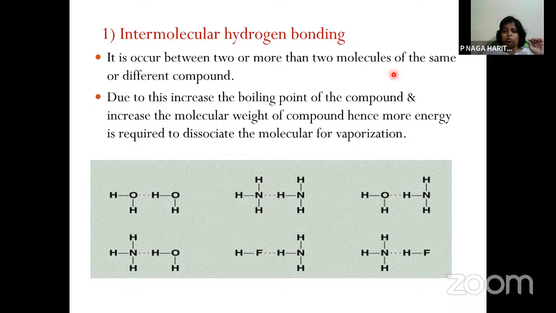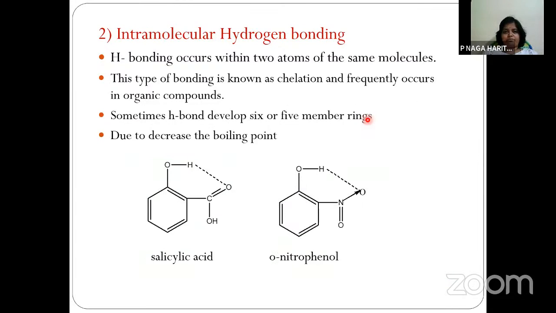So the intermolecular hydrogen bonding occurs between two or more molecules of the same or different compounds. Due to it, the boiling point and the molecular weight of the compound increase, so more energy is required to dissociate the molecules for vaporization. And then intramolecular hydrogen bonding occurs between two atoms of the same molecule. This type of bonding is also called chelation, and it frequently occurs in organic compounds. Sometimes this hydrogen bond develops 5 or 6-membered rings because of the formation of the hydrogen bond. And this is formed because of the reduction in the bonding.